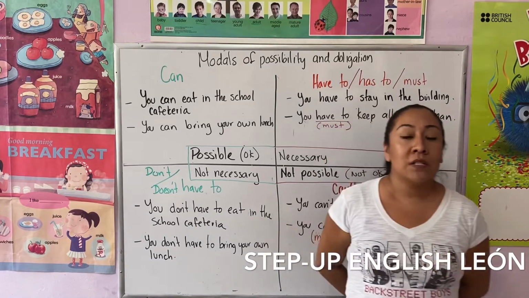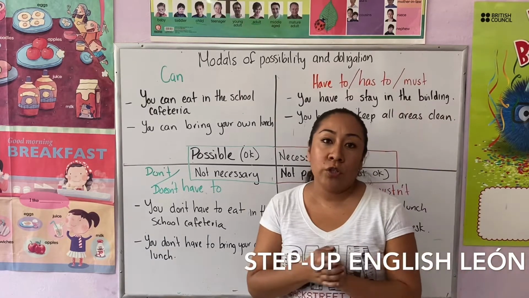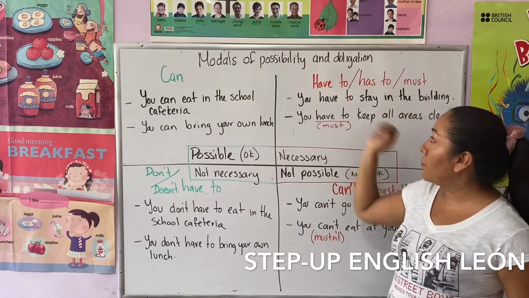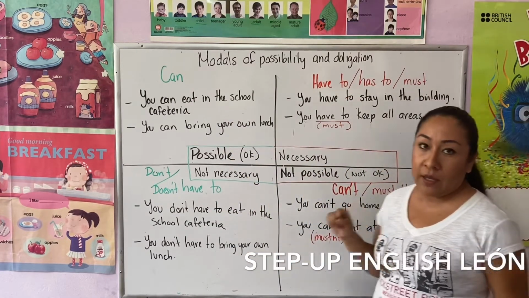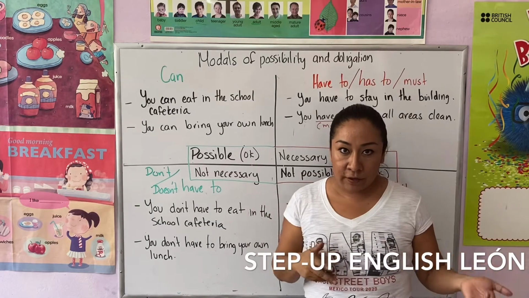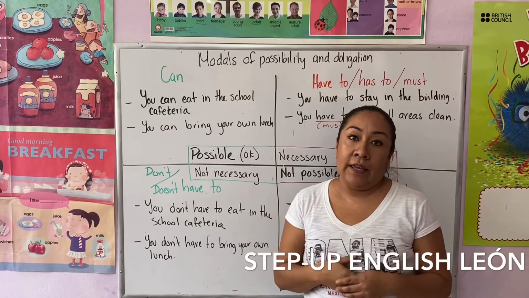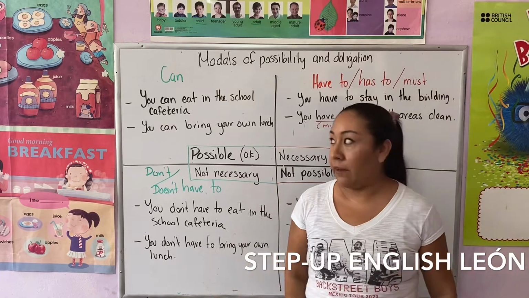To talk about possibility and obligation, we're going to use three modal verbs: can, have to, and must, in their positive and their negative forms, and we're going to see how different they are in positive or in negative.